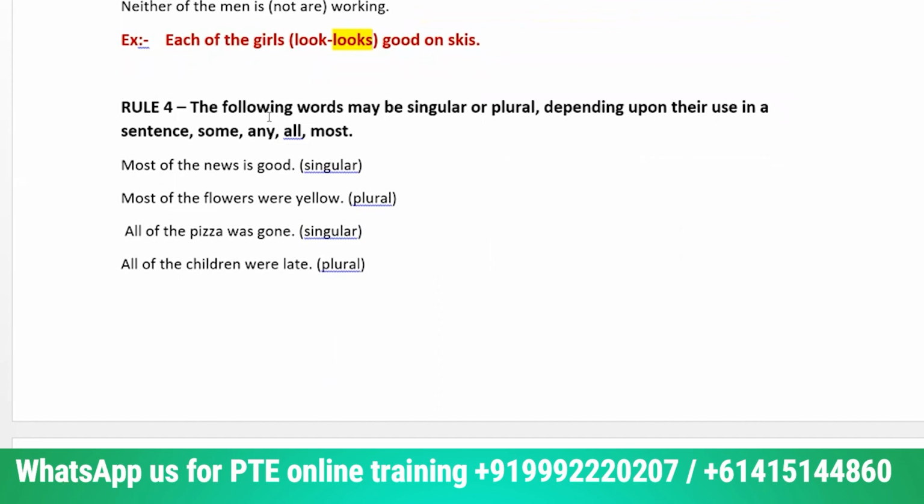Most of the news is good. So news is singular, so singular helping verb is will come. But most of the flowers were yellow. Flowers is plural, so plural helping verb were is coming. All of the pizza was gone. अभी पिज्जा एक पिज्जा की बात हो रही है, स्लाइसेस की बात नहीं हो रही है. So singular helping verb will come, was. And children is plural, so plural verb will come. So basically read the sentence again and again, and then determine your answer.